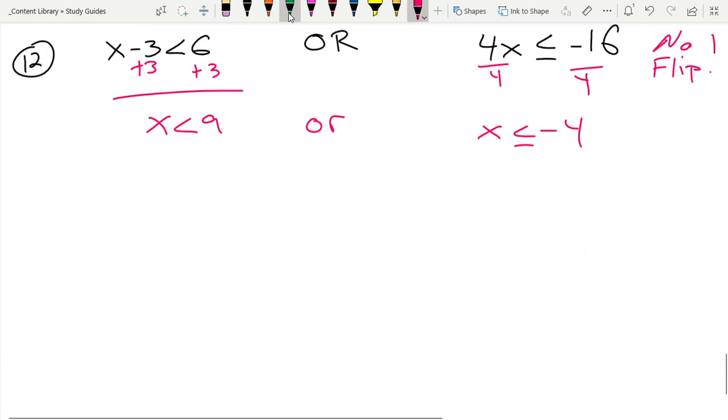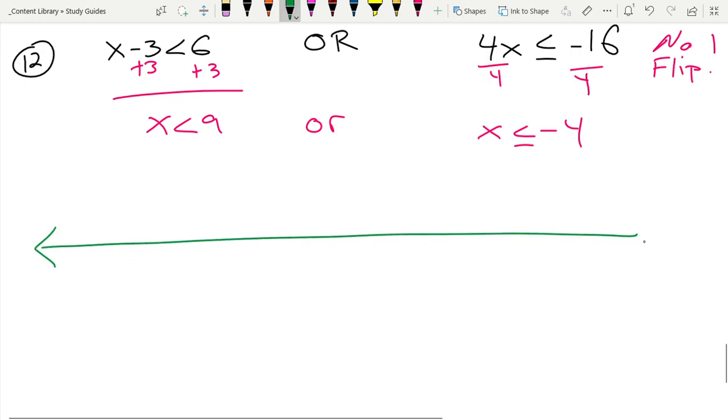Now we've got to do our shading. We have an or statement, so it only has to work in one of them if we're going to shade. So pick a number to the left of negative 4, like negative 30. Negative 30 is smaller than 9. It is, so I can shade it right away. So it's an or statement. If you're an or statement, you only have to work in one of the inequalities. Plug in negative 4. Negative 4 is smaller than 9. Yes, it is. So I bubble that in.